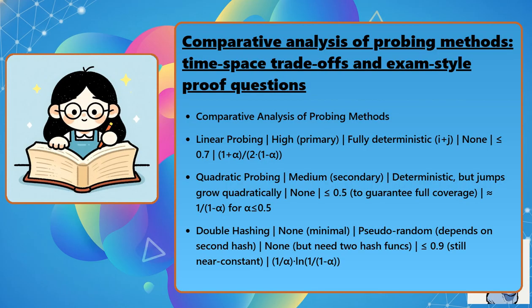Double hashing: primary clustering is none, minimal. Probe sequence is pseudo-random, depends on the second hash. Space overhead is none but requires two hash functions. Load factor limit is ≤ 0.9, still near constant. Average successful probes is (1/α) × ln(1/(1 − α)).